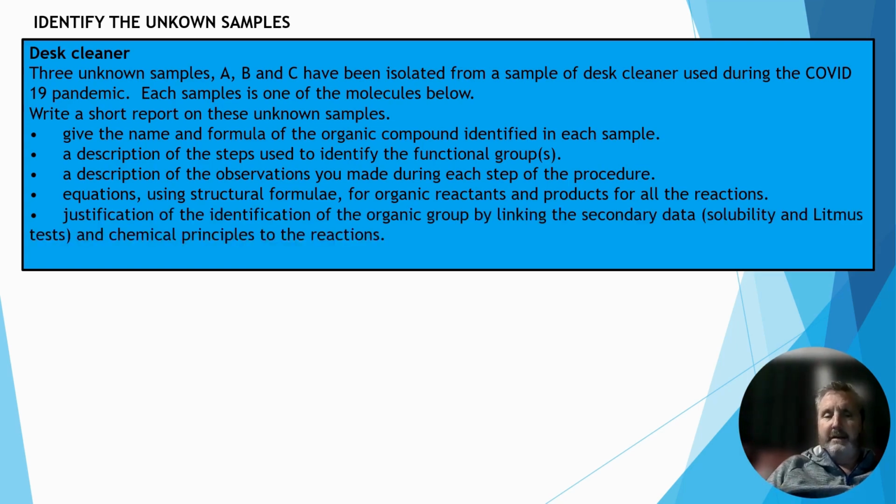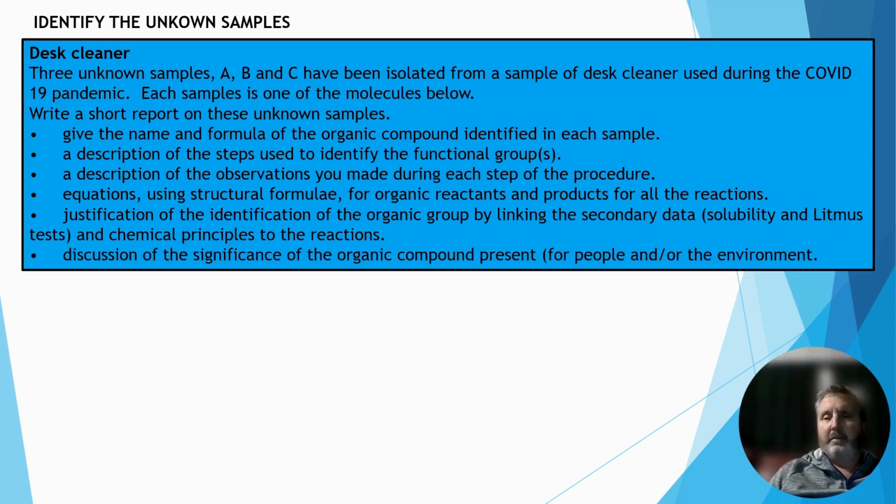We need to justify why we believe that we've identified the correct group, and we need to use secondary as well as primary observations. Secondary data is stuff like, is something soluble or does it react with litmus or not? Primary is a reaction that occurs that we can write down, and so we need to look at both of those. I'll go through that.